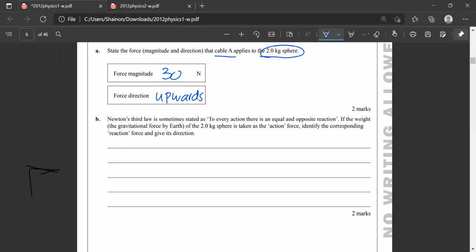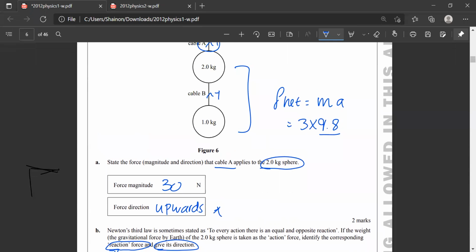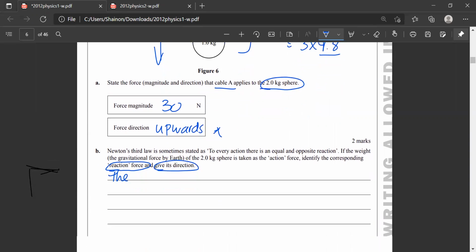To every action there is an equal and opposite reaction, with the weight force. Identify the corresponding reaction force and give its direction. So we already identified this is the direction, so we just need to say that. And I talked about how the reaction is the opposing force. So the weight force is going down, so the opposing force would just be the tension.